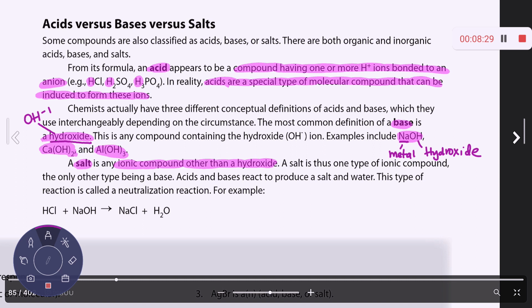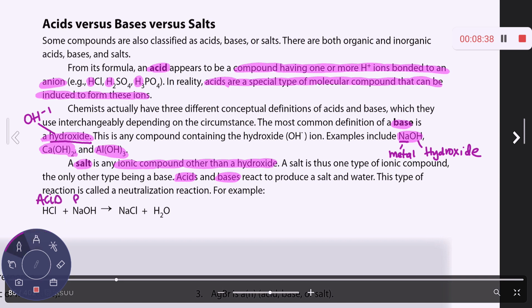Now, generally speaking, the chemical reaction that you will have for acids and bases, like I have here, I have an acid reacting with a base. So this acid begins with hydrogen, that's hydrochloric acid, combining with sodium hydroxide. It's a base because it has a hydroxide. This will produce a salt and water, okay? These types of chemical reactions are called neutralization reactions. We'll talk more about that in chapter 4.